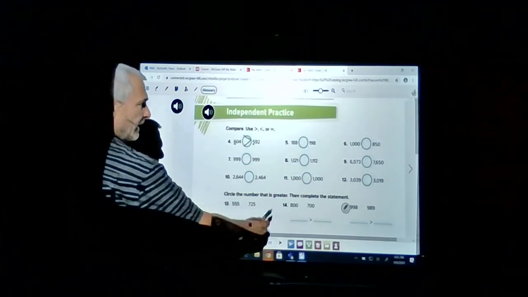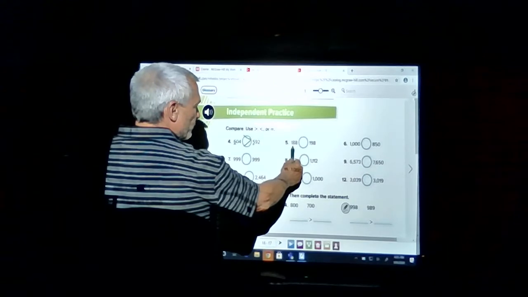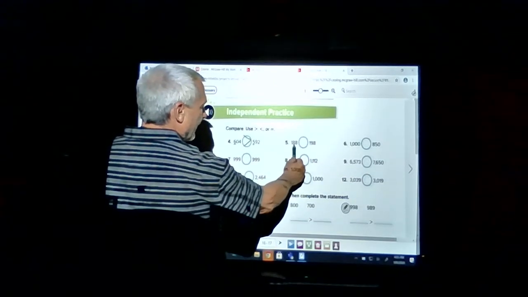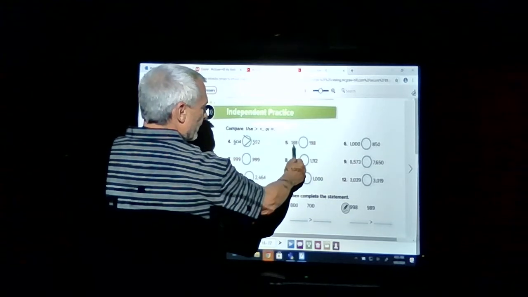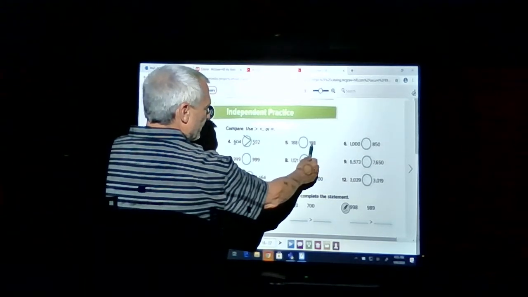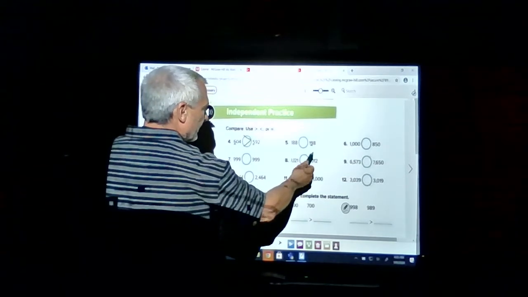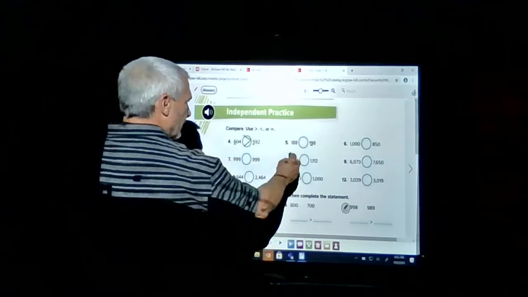Let's go to number 5. This was our other number that we just did. 100, 100, 8 tens and 9 tens. 9 tens is bigger. 188 is less, pointing to the left.